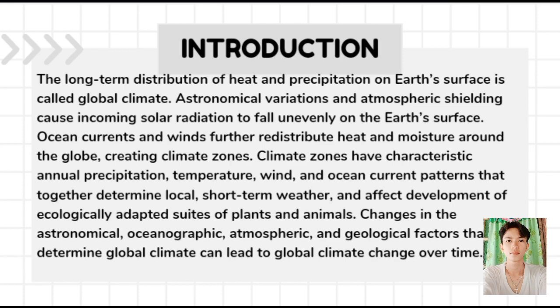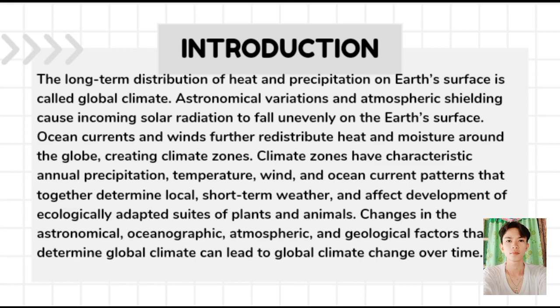So this is the introduction of our report. The long-term distribution of heat and precipitation on Earth's surface is called global climate. Astronomical variation and atmospheric shielding cause incoming solar radiation to fall unevenly on Earth's surface. Ocean currents and wind further redistribute heat and moisture around the globe. It also creates the global zones.